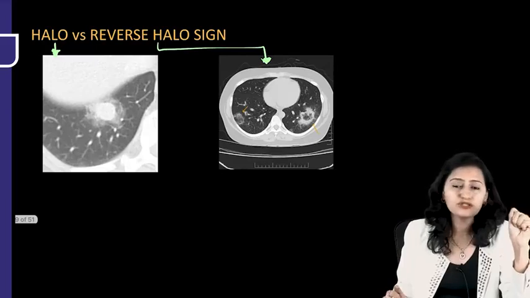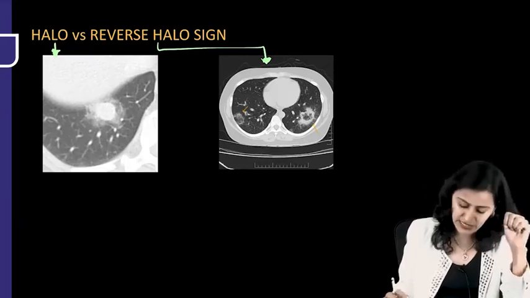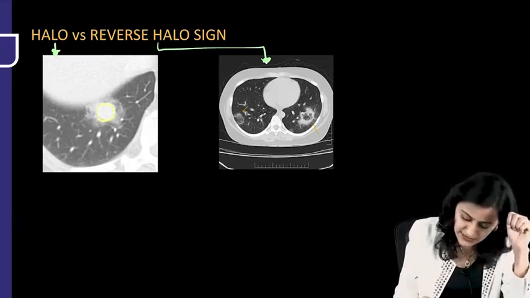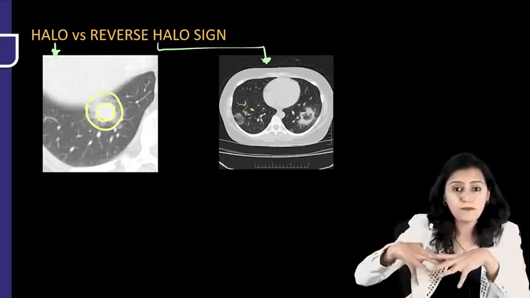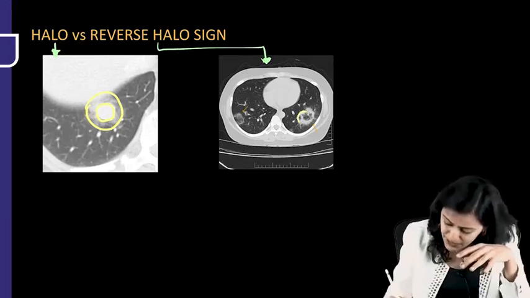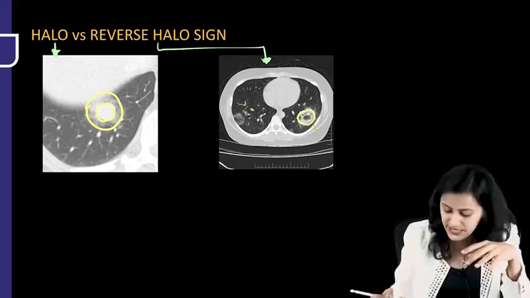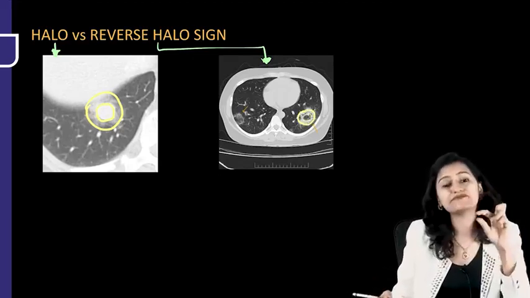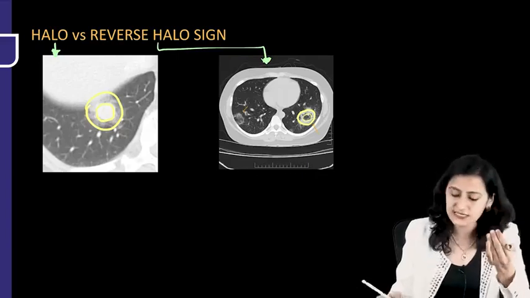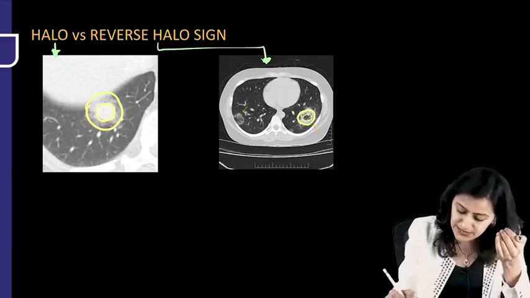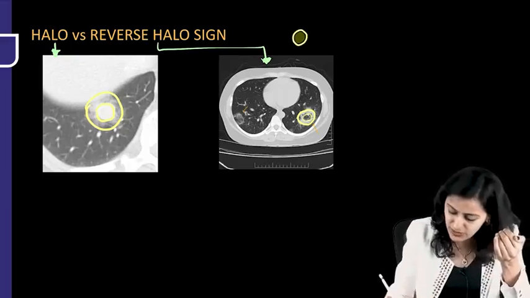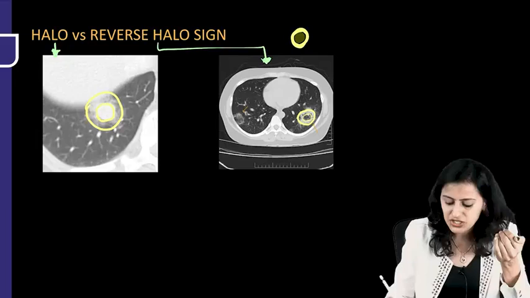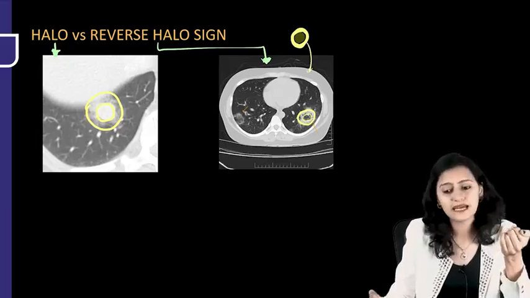Now, where do you find the reverse halo sign? We said that the halo sign is consolidation surrounded by ground glass. When it becomes the opposite, that means the periphery is more white as compared to the center, then it is called the reverse halo. The halo comes inside. That means it is the ground glass opacity which is now surrounded by the consolidation. That is the reverse halo sign.